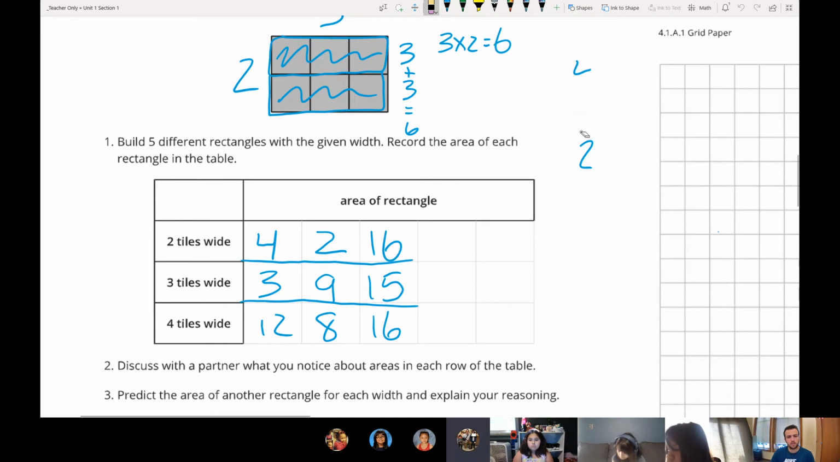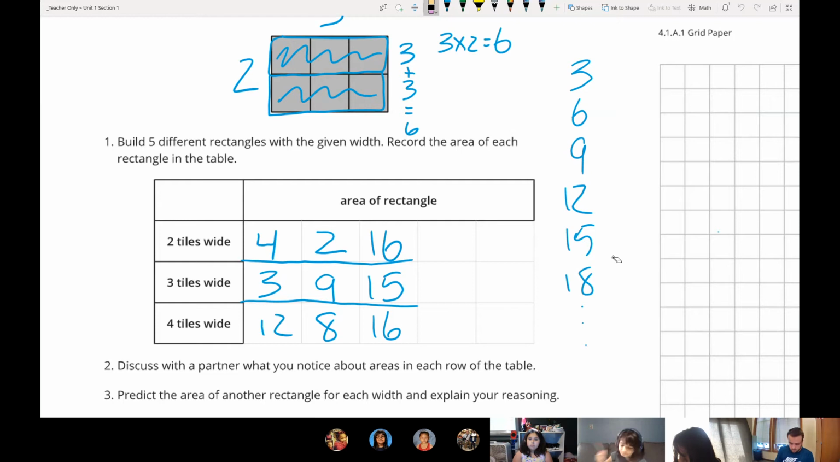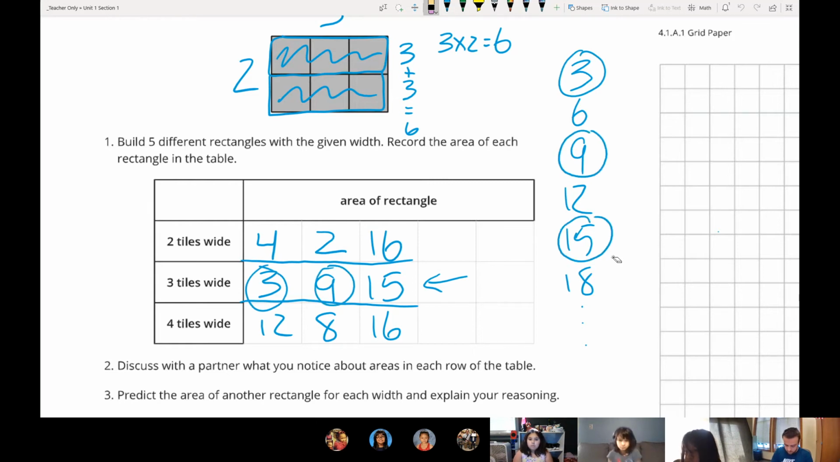All right, let's see if that pattern continues for the other ones too. Let's look at 3 tiles wide. If we were to skip count by 3, we'd go 3, 6, 9, 12, 15, 18, on and on and on. Are the areas over there on that list for 3 tiles wide? There's 3. There's 9. There's 15. Do you see that?